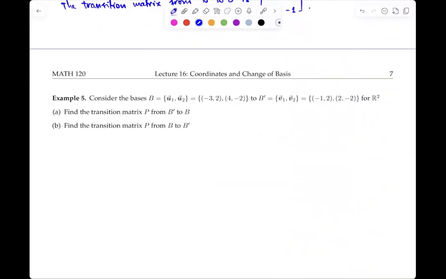That is, you set up an augmented matrix where you have the new basis first, and then the old basis, apply the row operations to reduce that into identity matrix and transition matrix. Okay. So there's two parts to this. I'm going to do part A, a very similar procedure to example 4. But part B, I'm going to use the code to help me with the calculations.